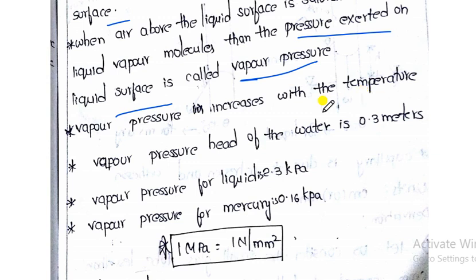So the vapor pressure of the liquid is 2.3 kilopascals, and the vapor pressure of mercury is 0.16 kilopascals. So this one is all about vapor pressure.